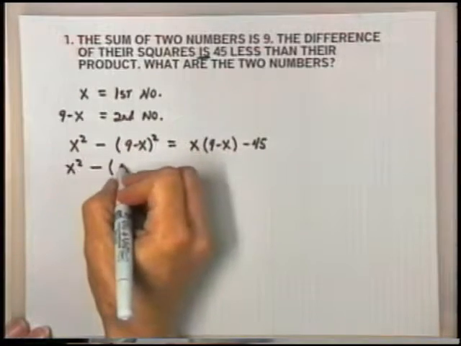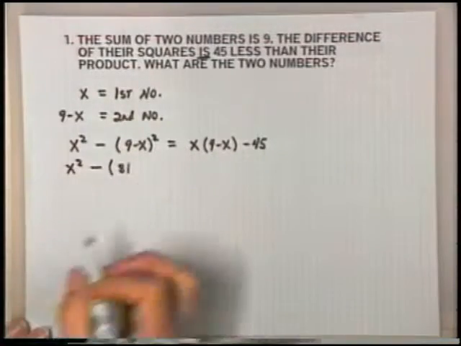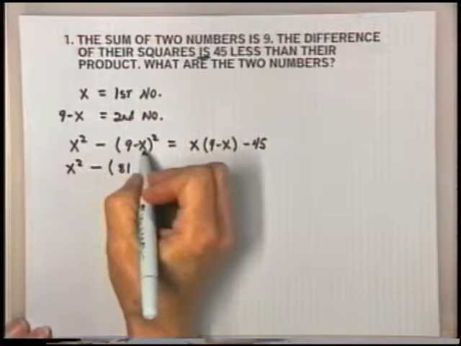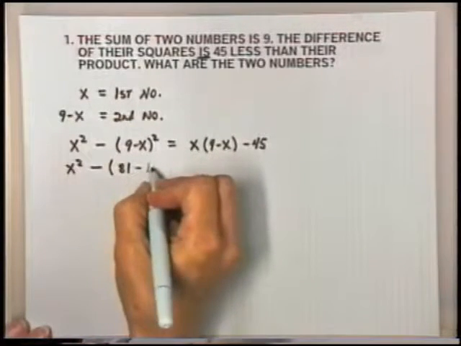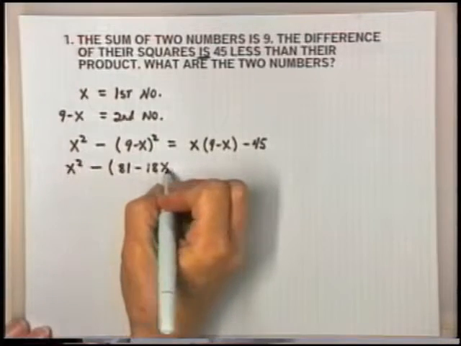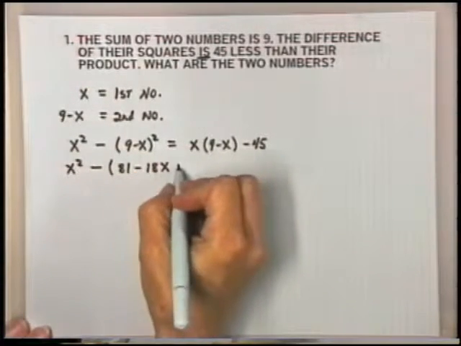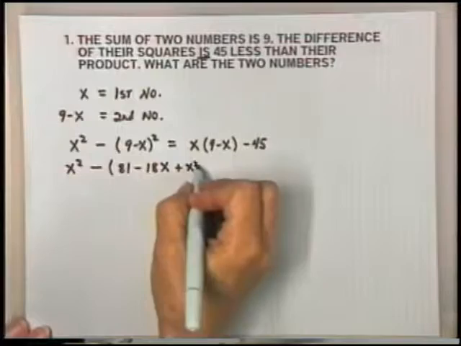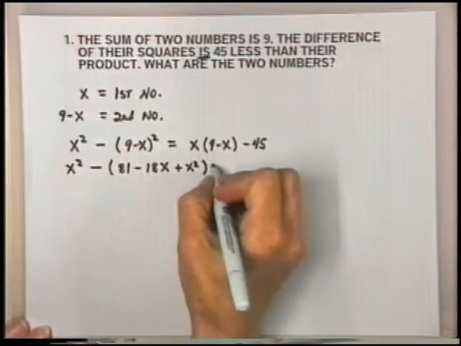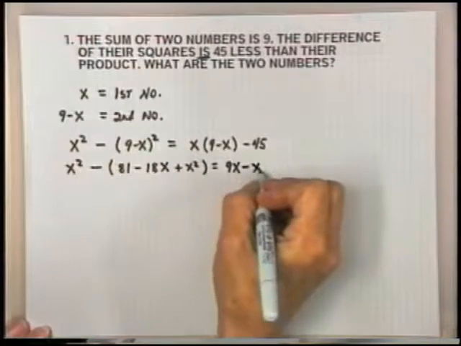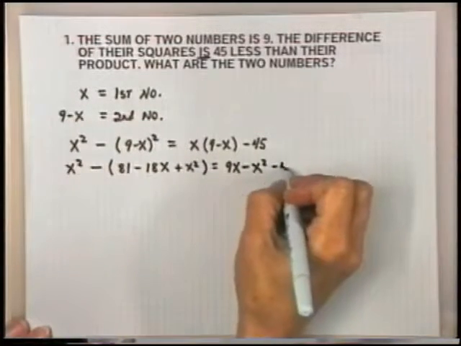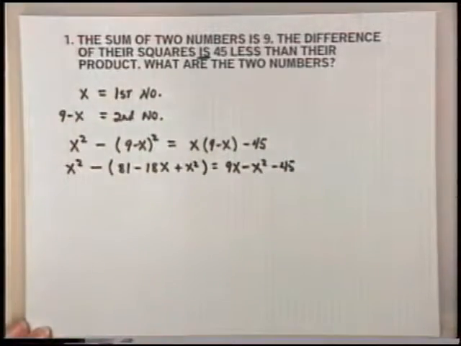Squaring 9 minus x, 9 squared is 81. Multiplying these two terms, we have negative 9x. If we double that, we have negative 18x. And then squaring a negative x, we have a plus x squared. That equals 9x minus x squared minus 45.